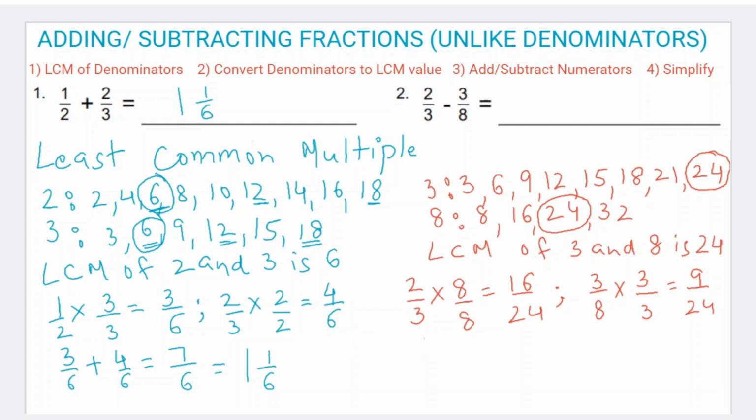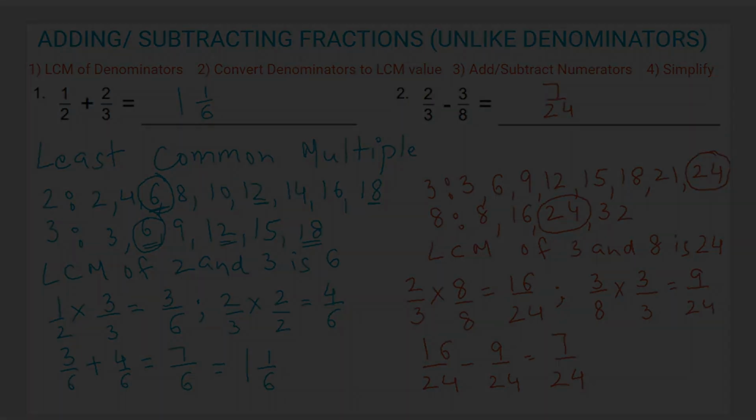Now I can write my given fraction as 16 over 24 minus 9 over 24, which is 7 over 24. And 7 over 24 is a proper fraction, so my answer is 7 over 24. I hope this brings clarity on the concept of adding and subtracting like and unlike denominators.